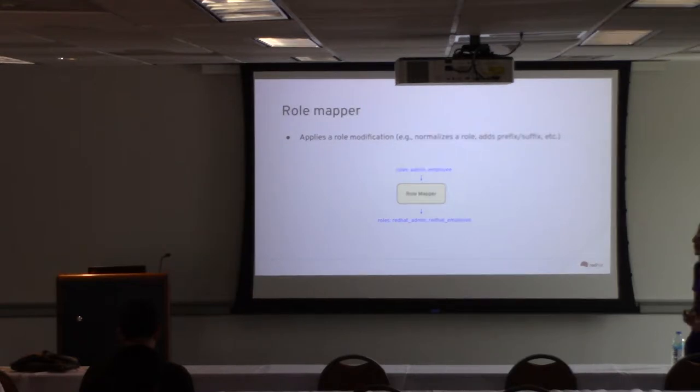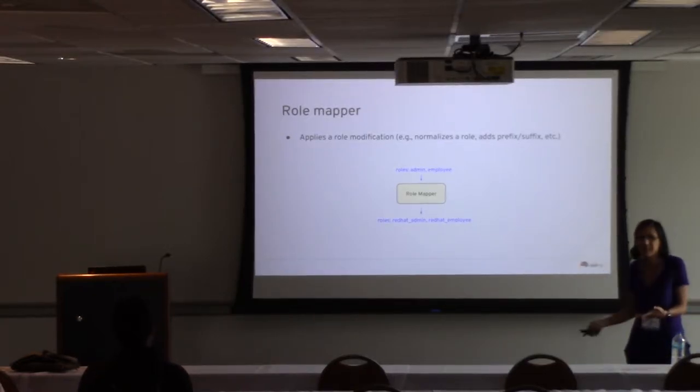Next, we have a role mapper. It can be used to apply a role modification to an identity. So it can be used for normalizing roles, adding or removing roles. In this example, it adds the prefix Red Hat to each role.